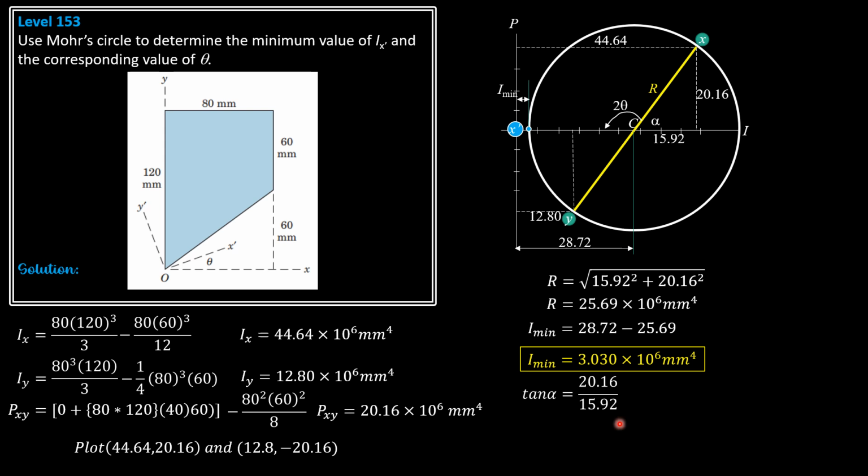Then tangent alpha is 20.16 over 15.92, so alpha is equal to 51.702 degrees. Then from the figure, 2 theta is equal to 180 degrees minus alpha, which is 180 minus 51.702 degrees. Then we can now compute theta, and theta is equal to 64.15 degrees. It is positive because it is counterclockwise from the x-axis. So that's it for this problem.